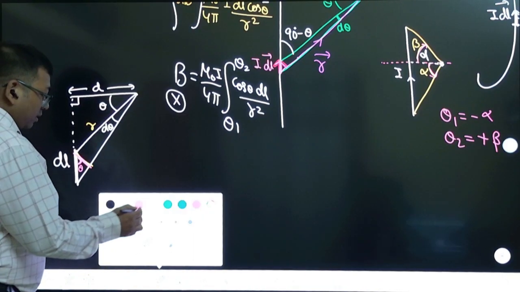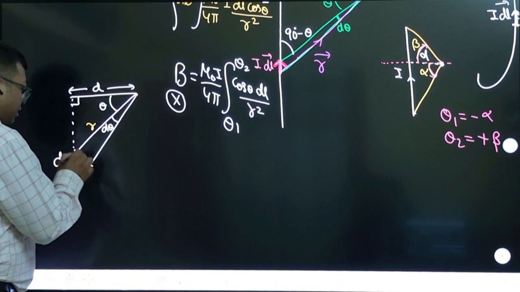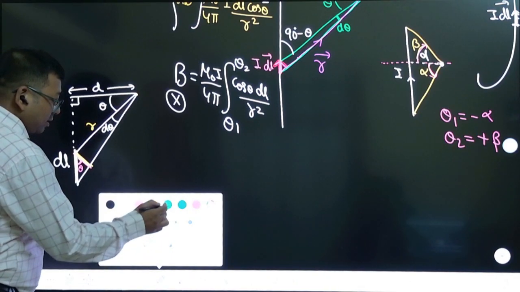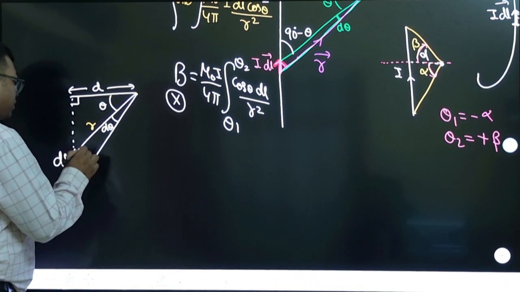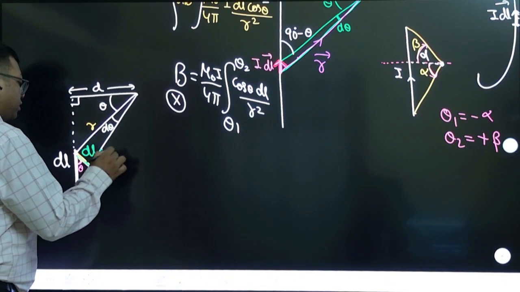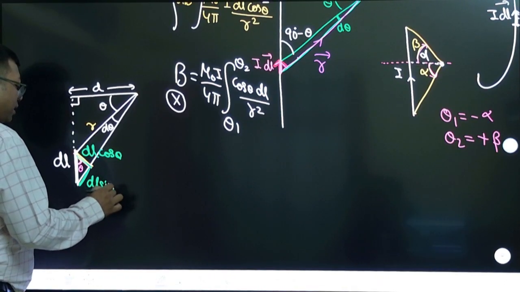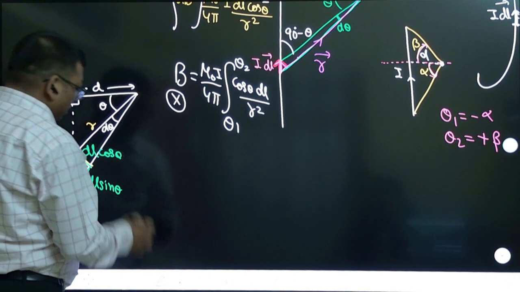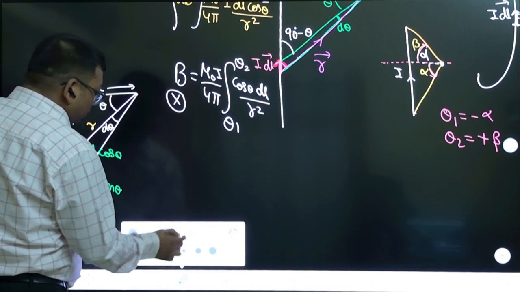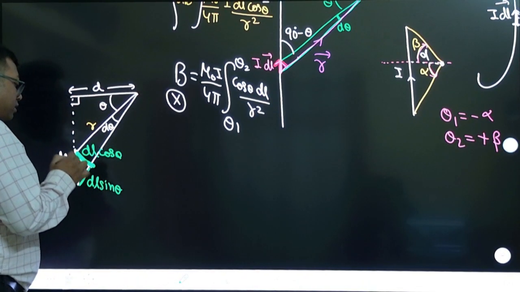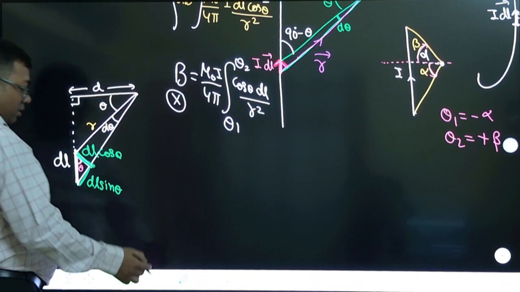If you know this, then you can resolve this dl in this direction. Dl in this direction becomes dl cos theta. This side will become dl sin theta, but dl sin theta we do not have to use. Dl cos theta we have to use. So what is dl cos theta? Dl cos theta is the arc length.